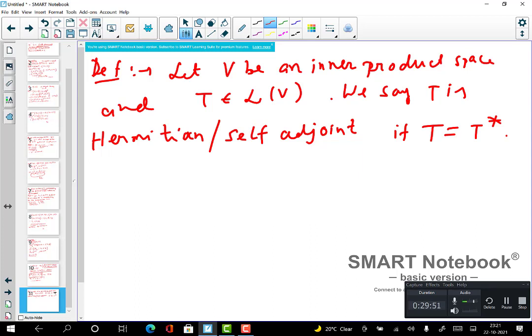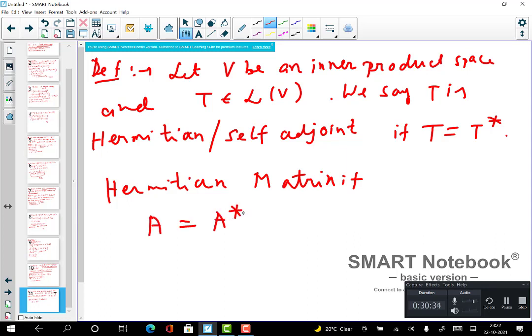So whenever in an inner product space, you are defining those operators which are the same as their adjoints, and these operators are called self-adjoint operators or Hermitian operators, right? And also similarly you can define this for a matrix. You can define a Hermitian or self-adjoint matrix if that matrix A is the same as A star. A star is the conjugate transpose. So you take the complex conjugate of the elements and then take the transpose. In that case, it's called a Hermitian matrix.